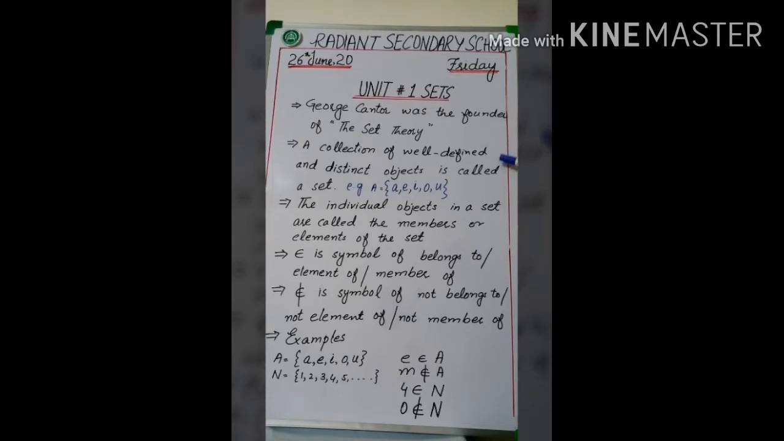And what is the proper definition of a set? A collection of well-defined and distinct objects is called a set. Well-defined means that when we make a set, all of us have the same and single opinion regarding the selection of the elements. And distinct means that there will be no repetition of the objects in a set.